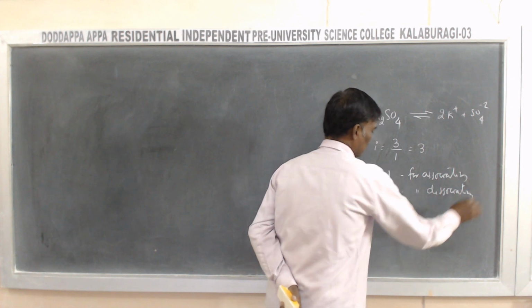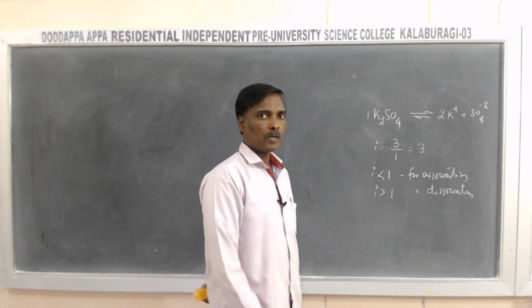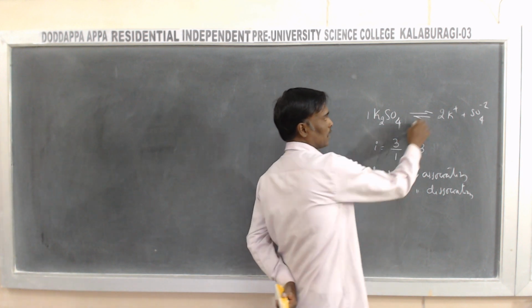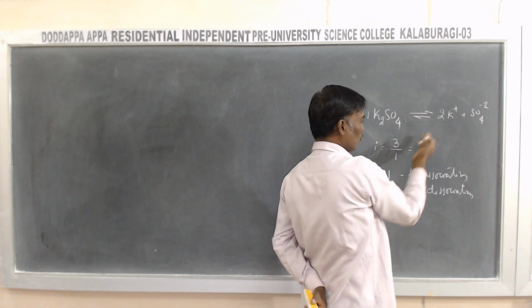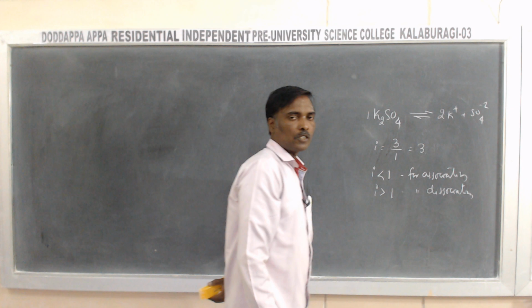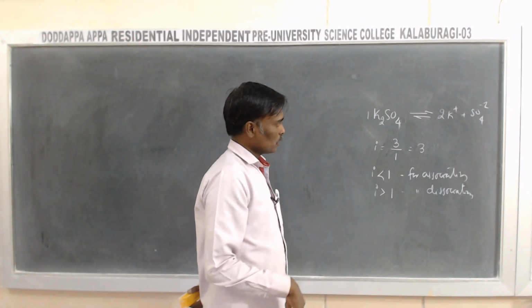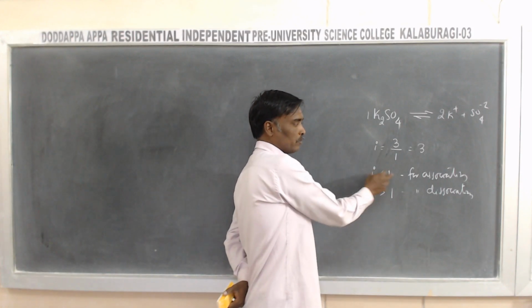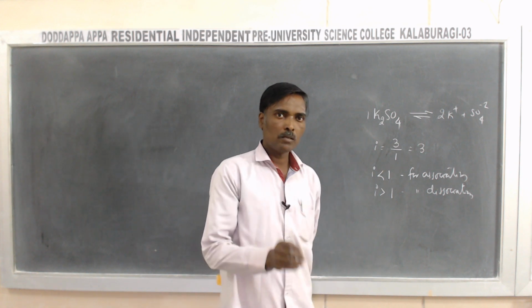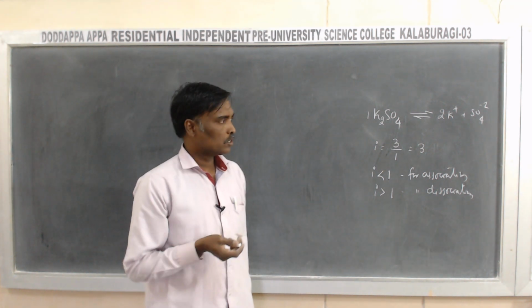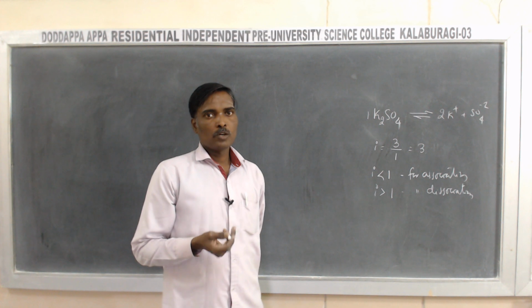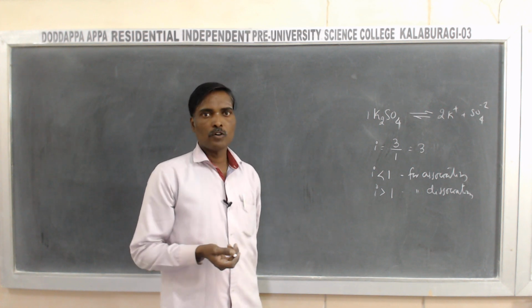It is because in dissociation the number of particles increases; the number of ions formed is more compared to the number of ions before dissociation. Therefore, the i value is more than 1, and i value is less than 1 for association, because two or three molecules combine to form a single one.